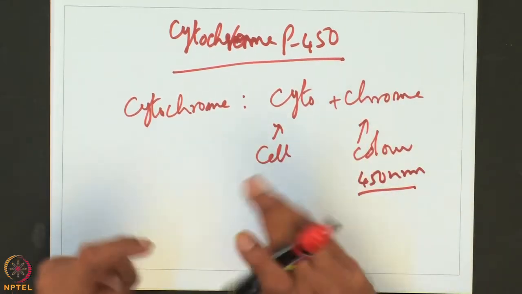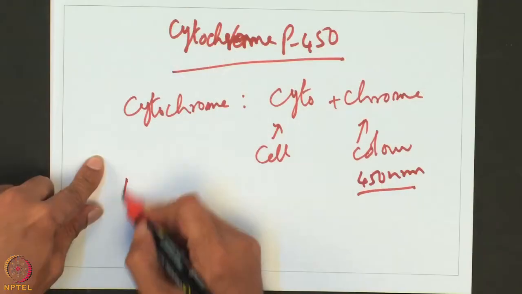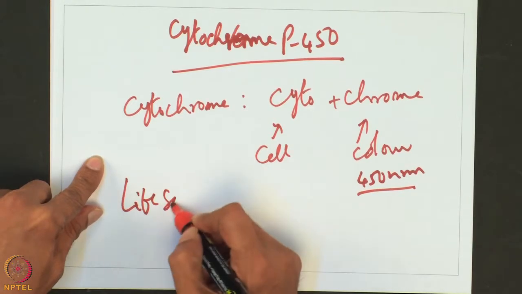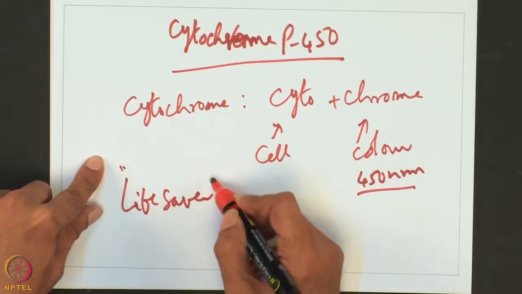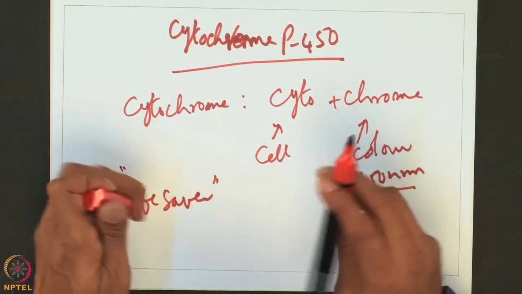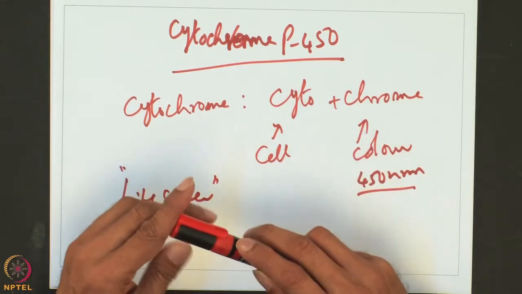So, that is how nomenclature in cytochromes will come, and you do not need to memorize it. Now, let us look at why this cytochrome P450 is so popular. Cytochrome P450 once upon a time was considered a lifesaver, but later on it was found it is not true. The reason?